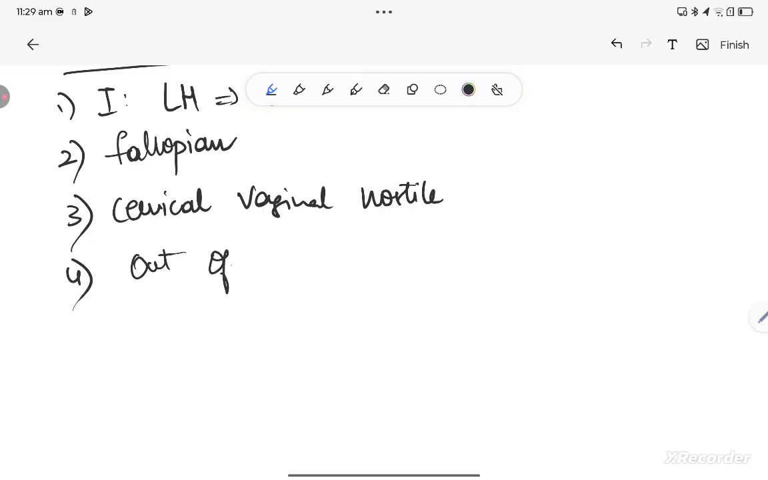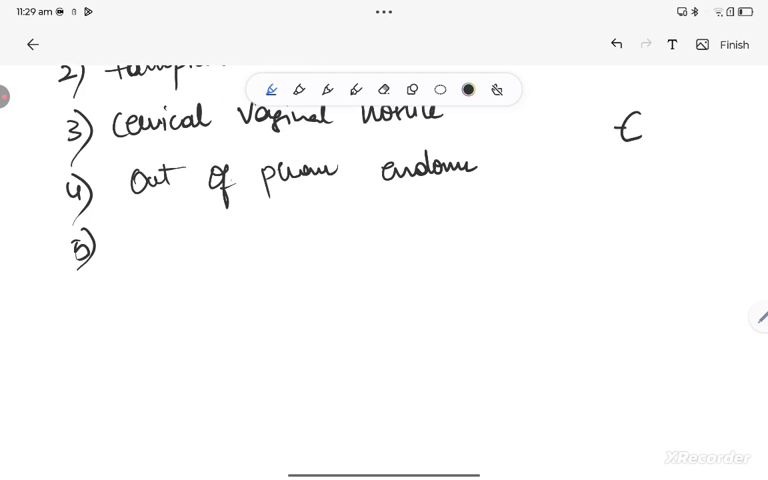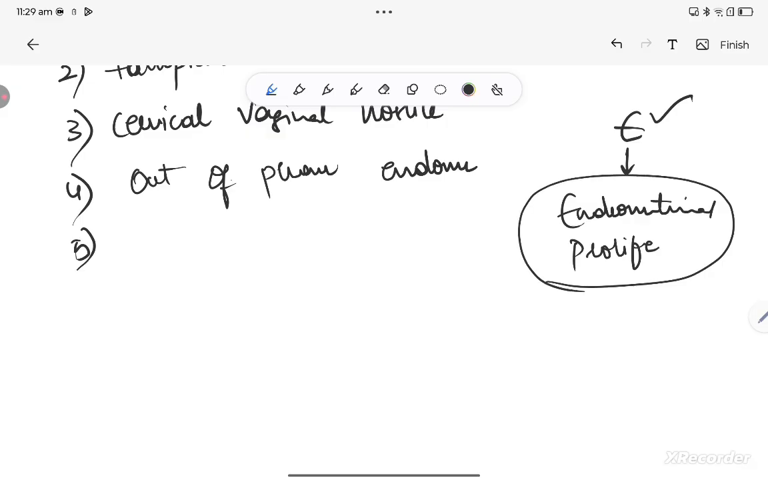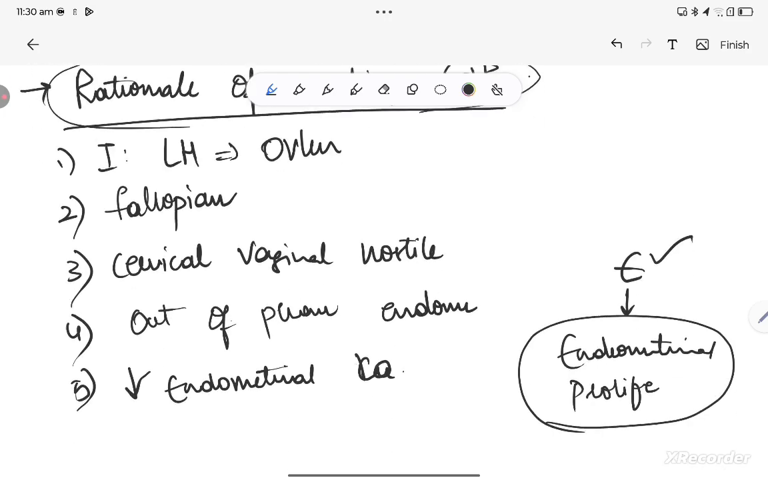Then comes the most important, when estrogen is given alone. Let us see this. Estrogen is responsible for endometrial proliferation. Yes or no? So, when estrogen is given alone, there is unopposed endometrial proliferation resulting in increased endometrial cancer. When progesterone is given, the risk of endometrial cancer is gravely reduced. Clear? These are the reasons for combining estrogen and progestin. For an MBBS student, this is very, very important. Usually asked for 3 marks and 5 marks questions. I think with this we have finished our oral contraceptives.